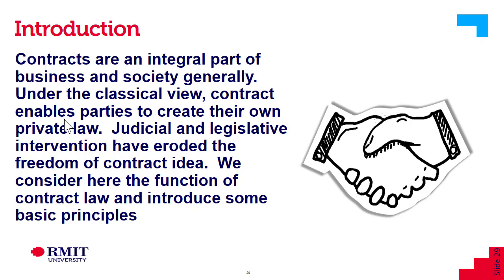Judicial and legislative intervention have eroded the idea of freedom of contract. So this is taken straight from your textbook, by the way. Freedom of contract idea. What is the freedom of contract idea? So the freedom of contract would be that you can essentially put anything inside of a contract. So there is legislation to protect that. Or there are certain basic rights. So the private law idea is, provided that parties have agreed to it, they can do what they like.